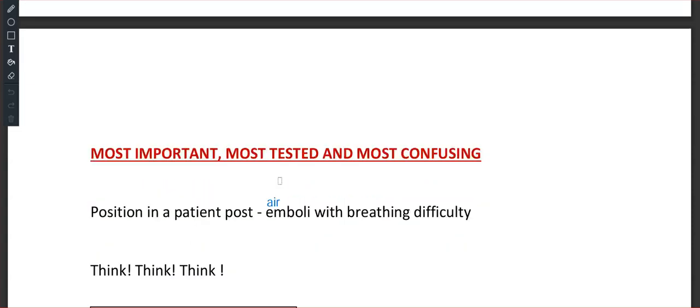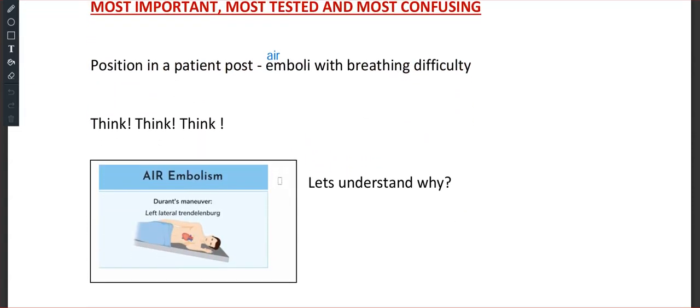Thoracocentesis basically. The most important, most tested and most confusing part is the position in a patient post air emboli with difficulty breathing. So yes, almost everyone will answer it to be high Fowler's, but yes, my dear friends, this is not a high Fowler's position. The position we give is left lateral Trendelenburg position or Durant's maneuver. So do you still have this thing in mind: why is it so? Why left lateral and that too Trendelenburg?